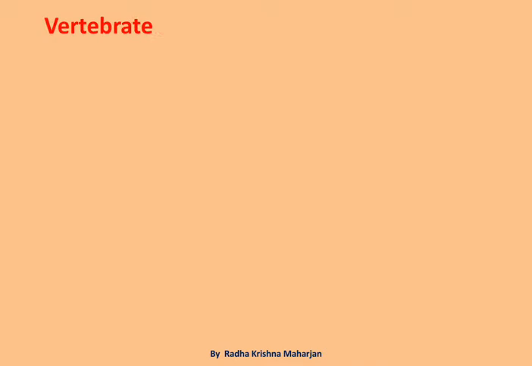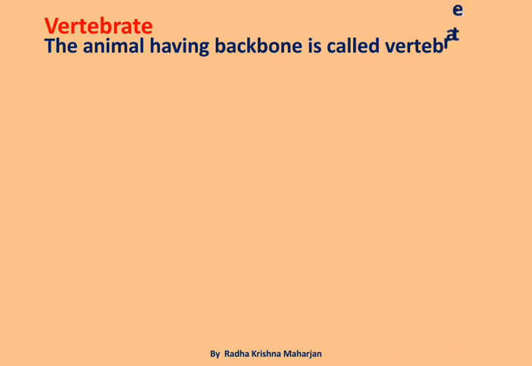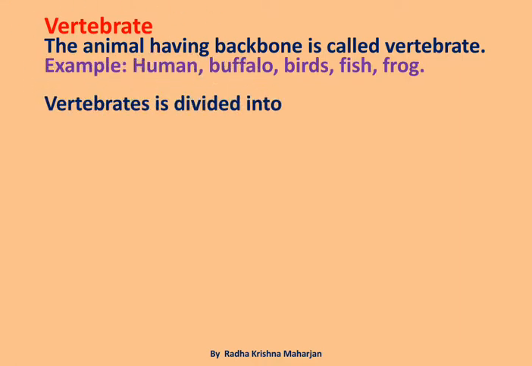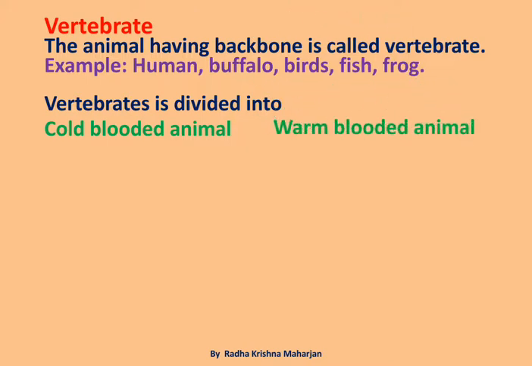Vertebrate: the animal having backbone is called vertebrate. Example: human, buffalo, birds, fish, frog. Vertebrates is divided into cold-blooded animal, warm-blooded animal.